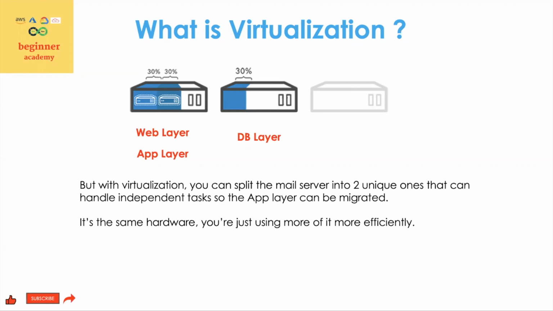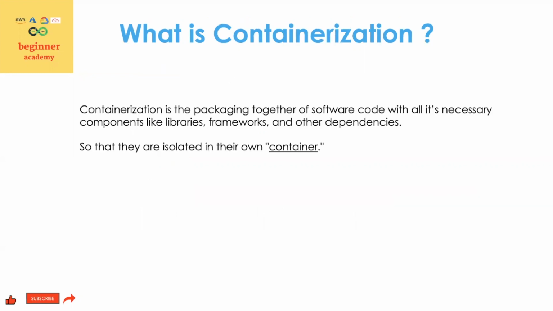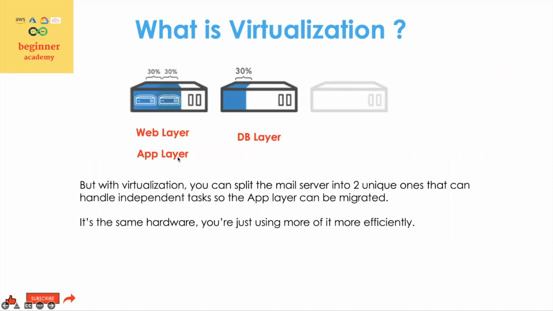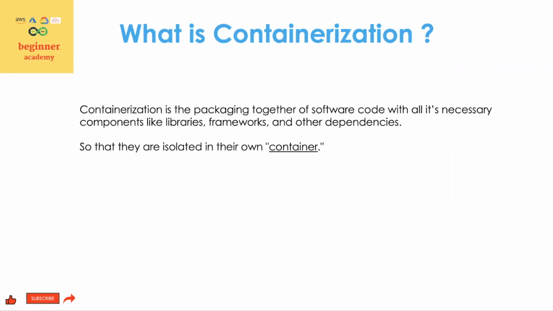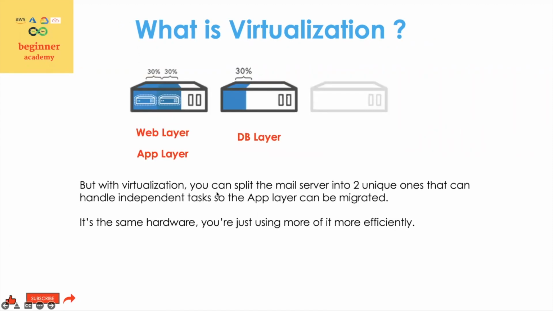After virtualization came containerization. Containerization is basically packaging our software. In the previous case, we had a web layer, an app layer or a DB layer. Containerization is nothing but packaging our complete software, the code as well as its configuration and dependencies. We packaged all these things and created an image, and that image is used by a container. Further, we tried to reduce it.